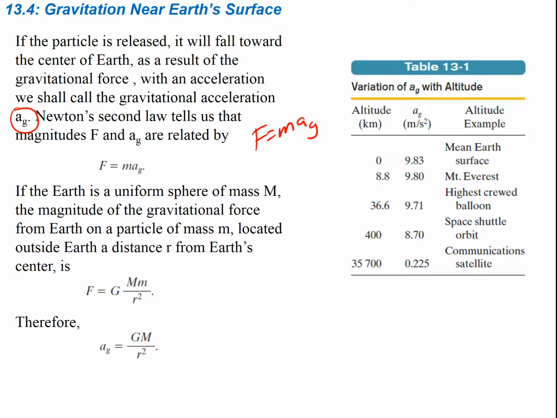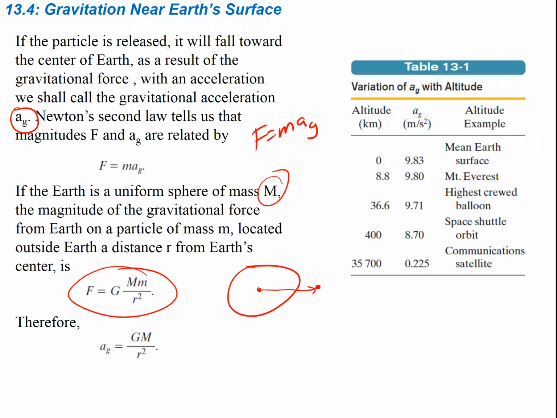Now, if the Earth is a uniform sphere of mass M, so the total mass M, the magnitude of the gravitational force from Earth on a particle of mass m located outside of the Earth, a distance r from the Earth's center, is going to be given as such. All right, so basically what they're saying is we can simplify the total mass of the Earth. So let's say we have a really large mass of Earth, and then we have some object out here, a distance r away from the center. We can assume that all of Earth's mass is located right here at the center, so the radius away from the center of the Earth to this object will let us find what the force is on that object.